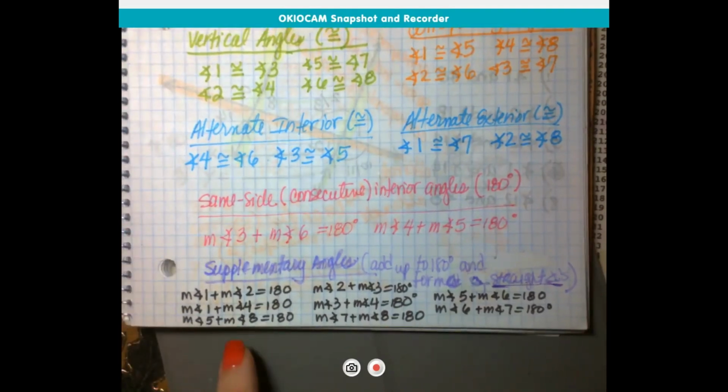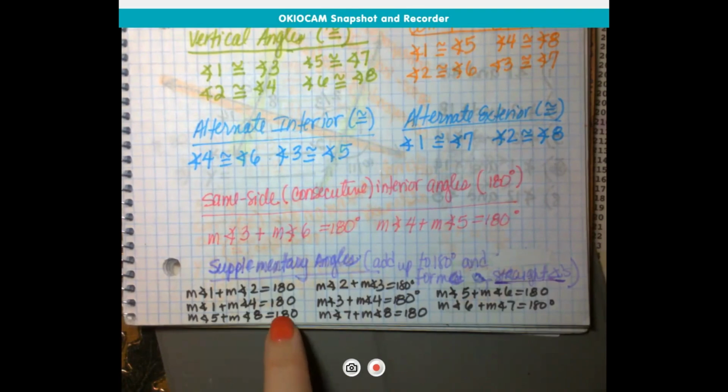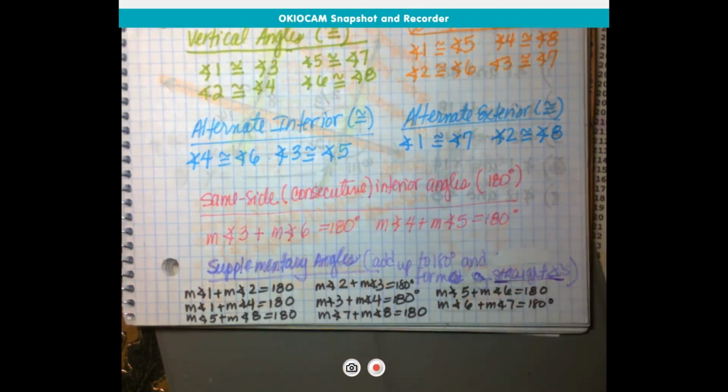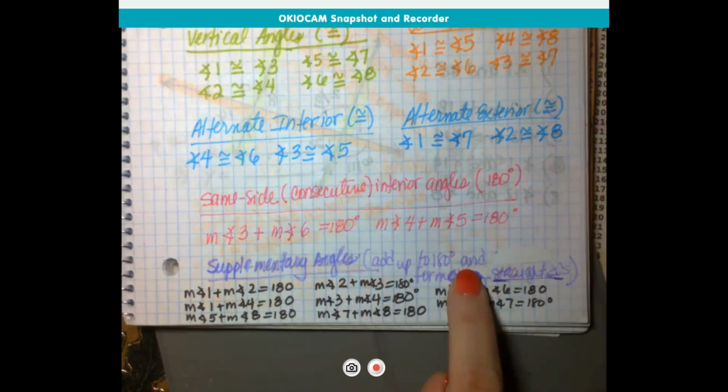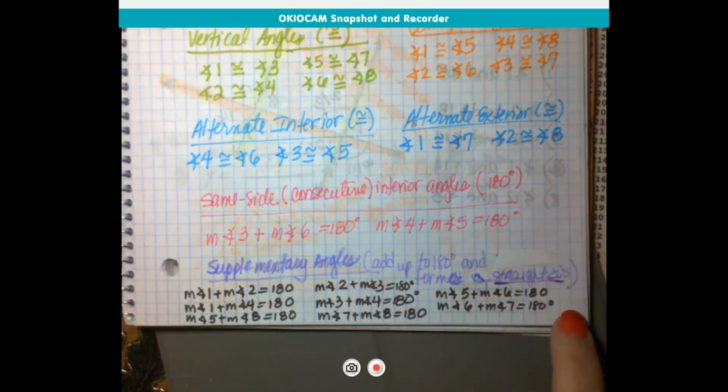See, right here. 1 plus 2 is 180. 1 plus 4 is 180. 5 plus 8 is 180. 2 plus 3 is 180. 3 plus 4 is 180. 7 plus 8 is 180. 5 plus 6 is 180. And 6 plus 7 is 180. So anything, and that's what it says right here. I know it's messy. It says add up to 180 and forms a straight angle. I'm sorry that I used this pen and it didn't work very well.